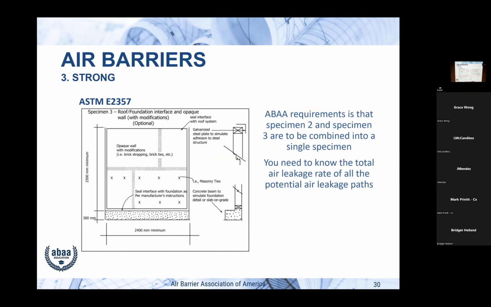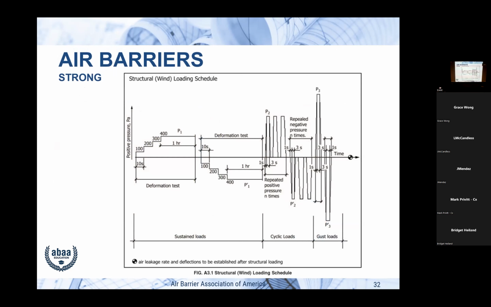We saw that's your wall. This is the third. This is how you do the connection to the roof and to the foundation. You saw those pictures before. Now this is the loading schedule. So remember, we talked about an 8 foot by 8 foot wall. We do the air barrier on it. It's got connections. And then we subject it to pressure. So it's 100 pascals for 10 seconds, and then 200 and 200. We actually go up to 600 pascals positive, 100, 100, 100, 100. And then we do the negative. We do 100 and drop it down.